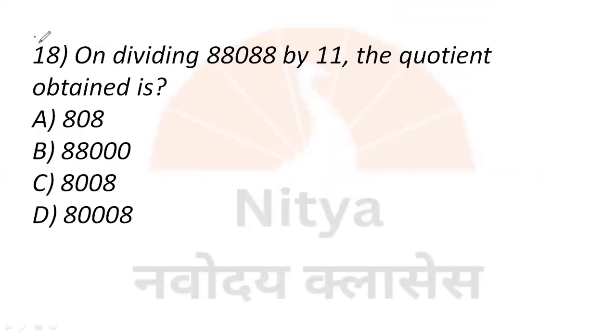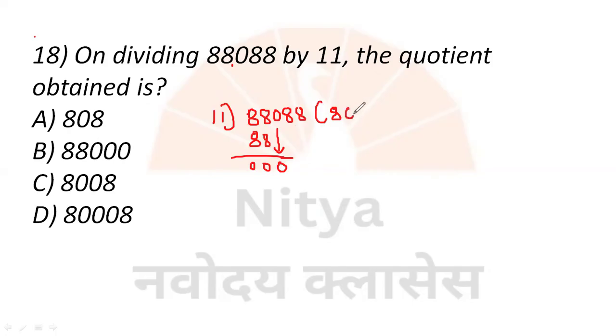Okay, so option number A is the answer. On dividing 88,088 by 11, the quotient obtained is... okay, they are given the divisor and the dividend. So you have to find the quotient. So how do we find it? You just have to divide it. So 11 8s are 88, remainder 0. Bring down 0, and 0 is smaller than 11, so we have to put the 0 here.